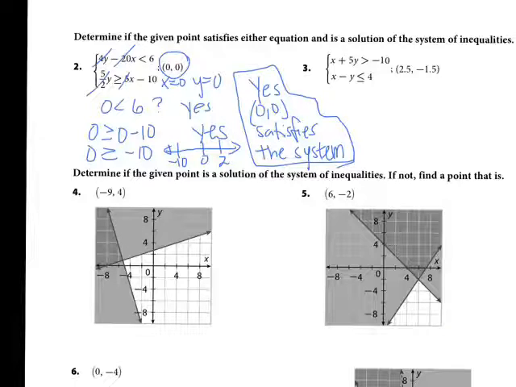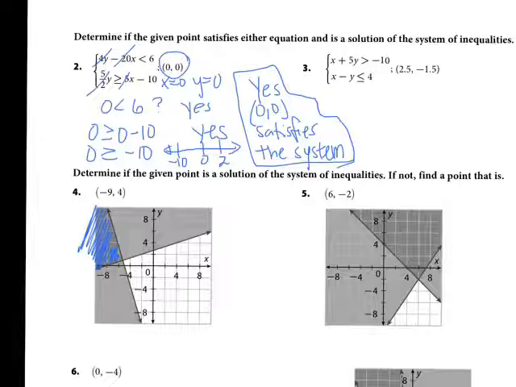Okay, there's your answer to number 2. Now for our next problem, which is number 4, determine if the given point is a solution to the system of inequalities. If not, find a point that is. So the solution to the system is here. This is the darker shaded, okay? And so we're trying to find out if negative 9 comma 4 would be here.